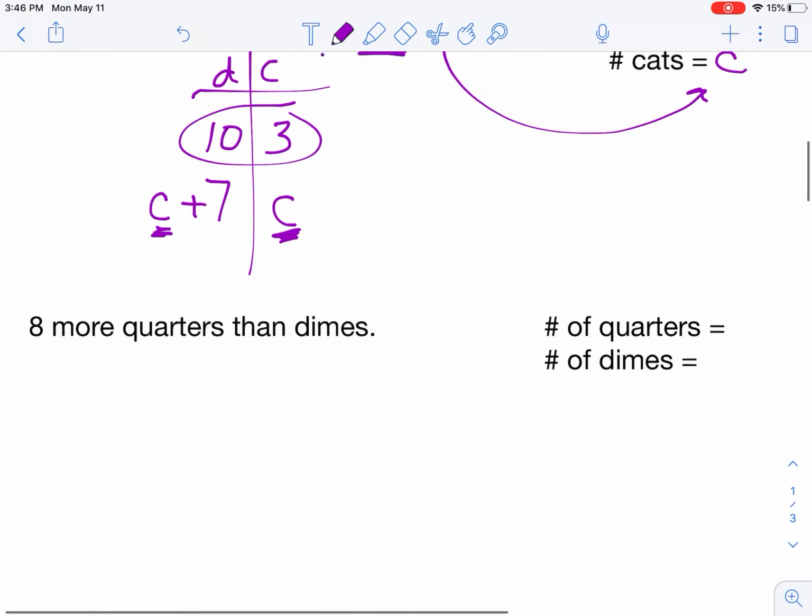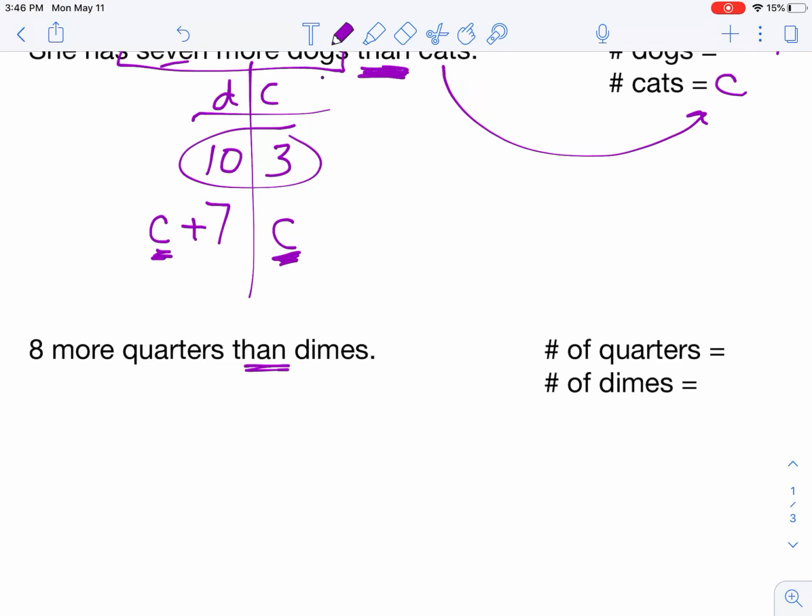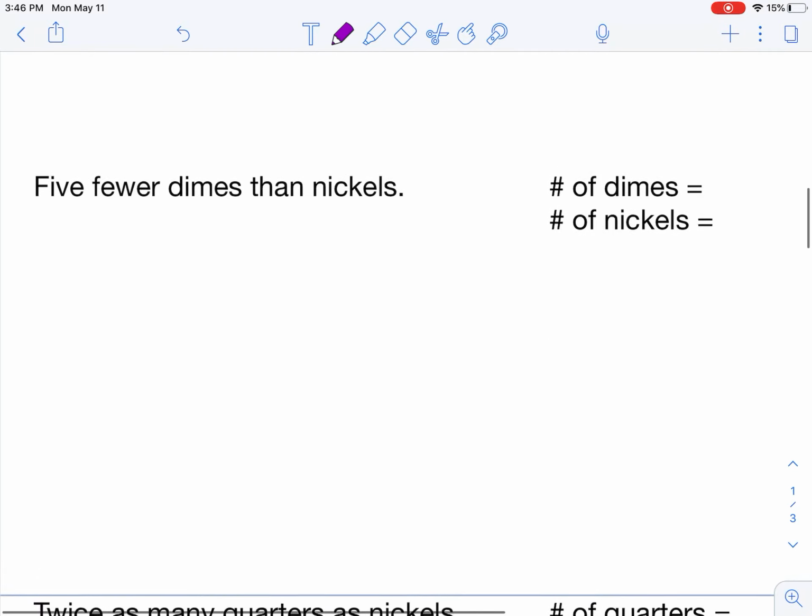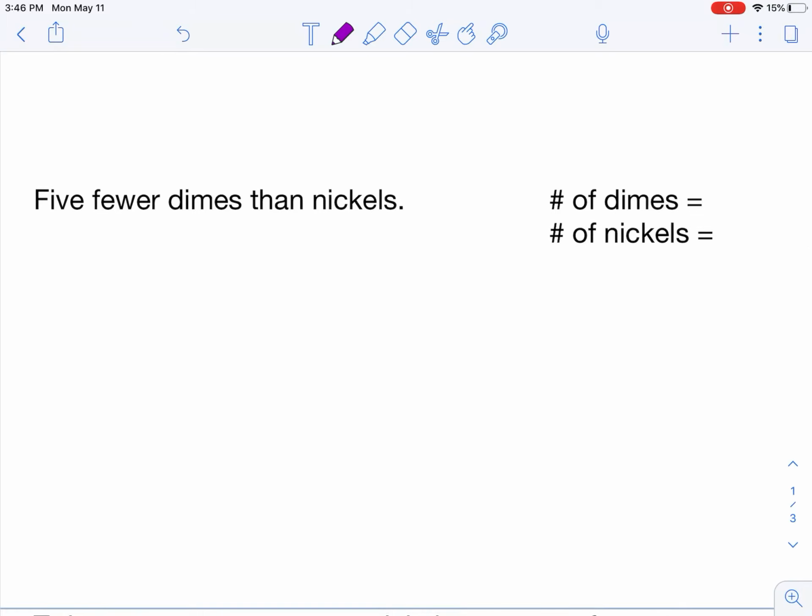All right, 8 more quarters than dimes. So the "than" part, I'm going to make that D, and I have more quarters. I have 8 more quarters. So I'm going to express my number of quarters as D plus 8. All right, 5 fewer dimes than nickels. The "than", I know I have n nickels, and I'm based off that. I have to write my number of dimes in terms of the number of nickels. So I have n nickels, so I have 5 fewer dimes.